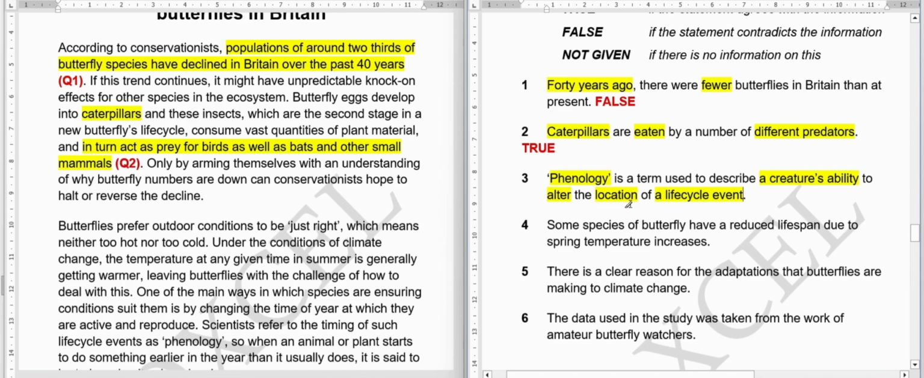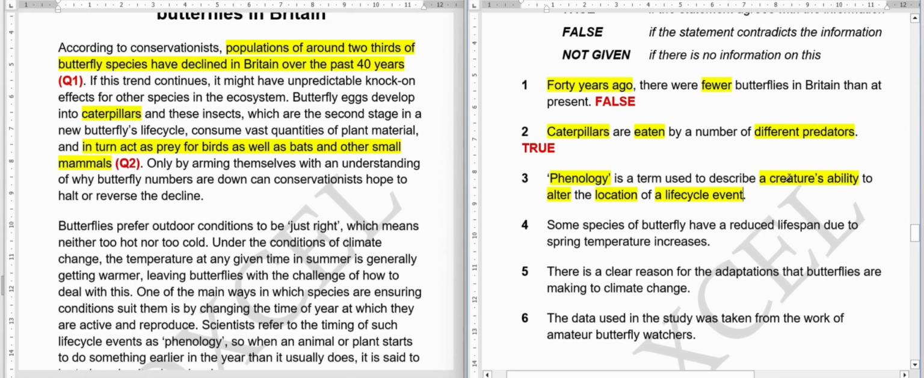So if that is the creature's ability, if this particular term is describing this particular ability of a creature or any creature, a creature meaning one creature, then the answer will be true.